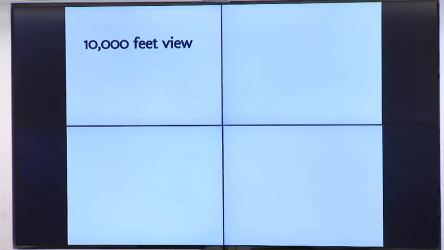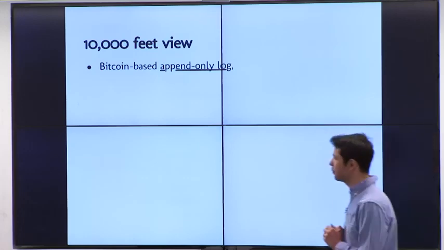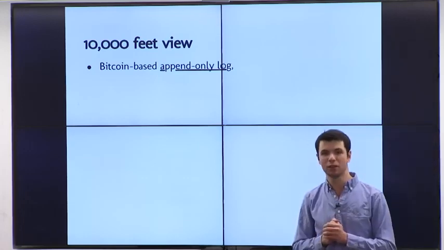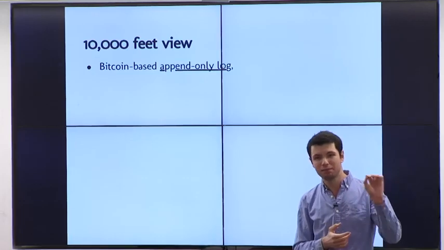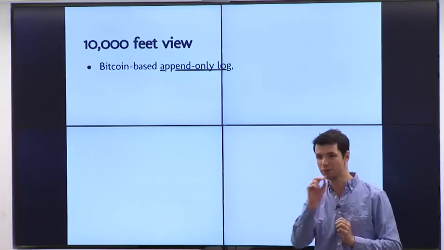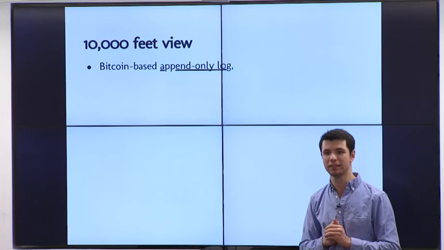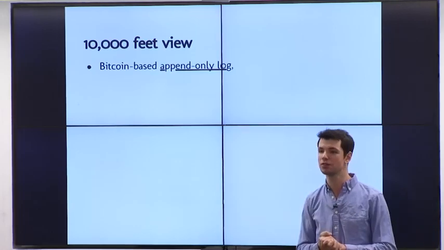So the 10,000 feet view of this system is we built this Bitcoin-based append-only log. And the way to think about it is that Bitcoin is already an append-only log. It's just that it's kind of inefficient to look in that log. If you want to pick certain things from the Bitcoin blockchain, like you put certain bits and pieces of data there, you have to kind of download the whole thing to make sure you're not missing anything. And I'll tell you why soon.